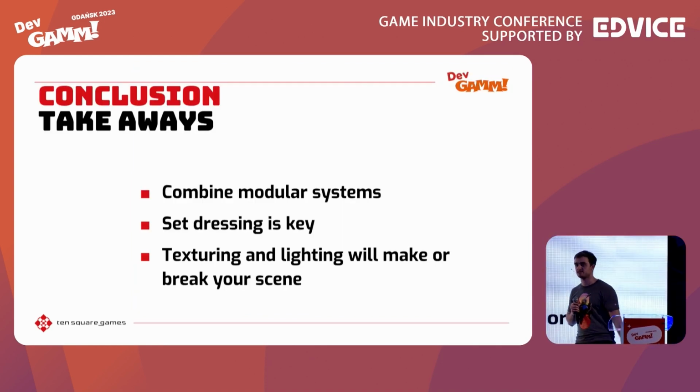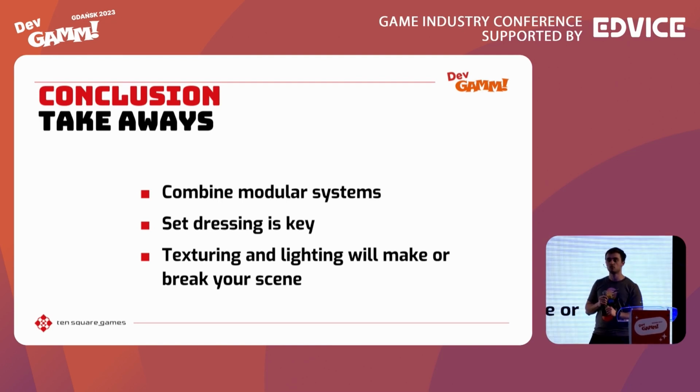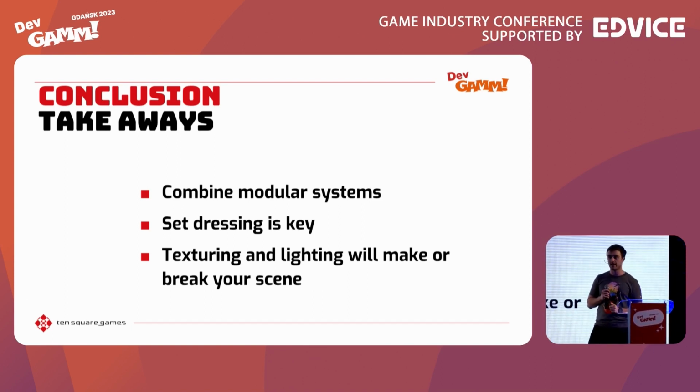The main things, if you're going to remember anything from this presentation that I would really like for you to take away, is the first one, to combine modular systems. What I mean by this is, in all of the examples I showed you, there were 2 common factors: architecture and, for example, tubes, cables.